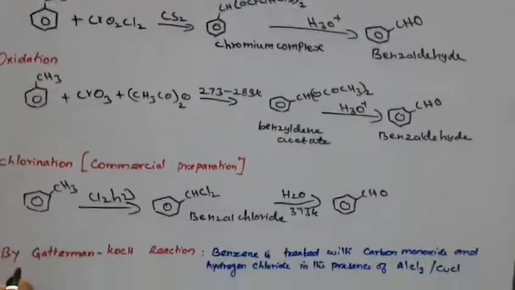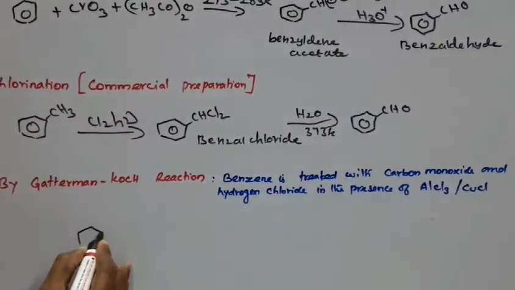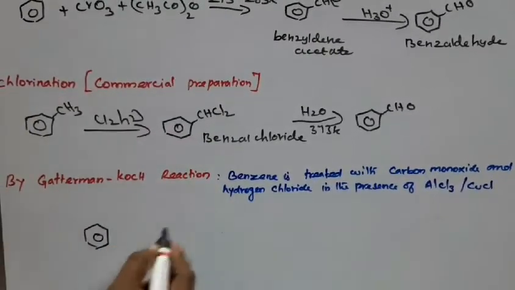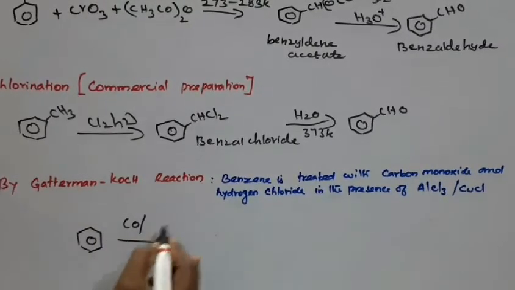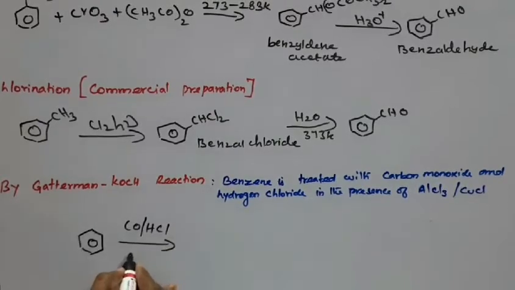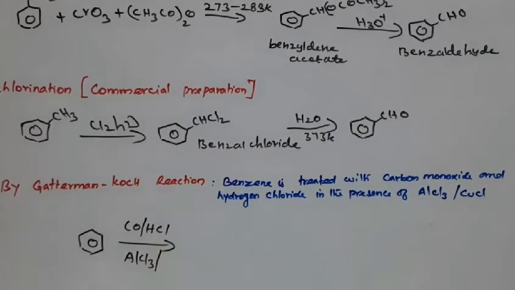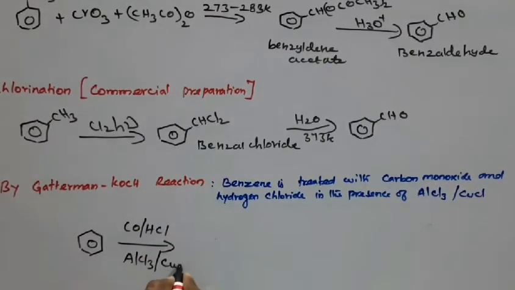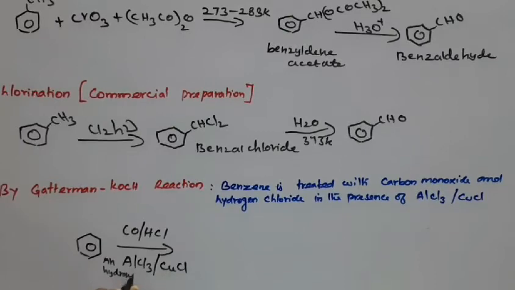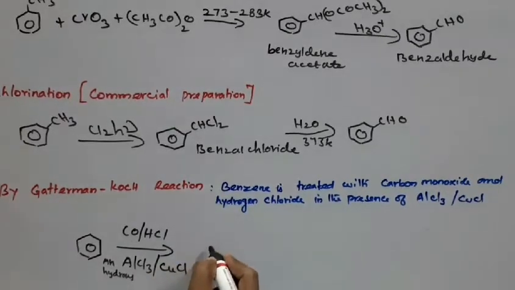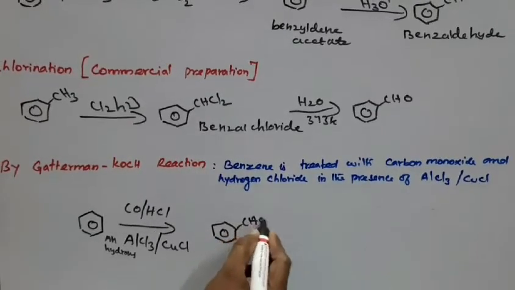Okay, and by the Gattermann-Koch reaction, benzene is treated with carbon monoxide and hydrogen chloride in the presence of anhydrous AlCl3 and CuCl, cuprous chloride, to form benzaldehyde. So benzaldehyde.